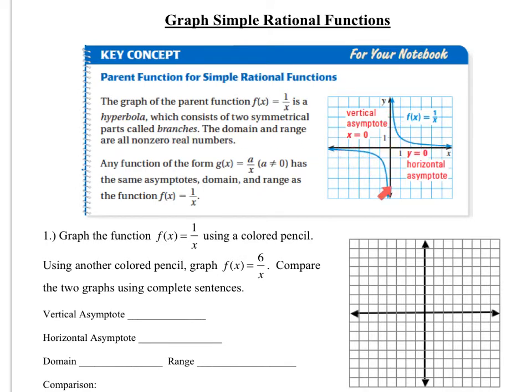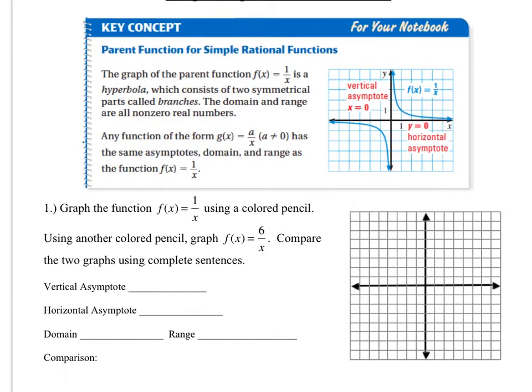We've done this when we've looked at domain and range, so this graph should look semi-familiar to you. The domain and range are all non-zero real numbers, so negative infinity to infinity, but we have that break there at 0 because you can't have an x value of 0 because there's an asymptote there. Any function has the same asymptotes, domain and range, as 1 over x. So we're going to, again, just do some basic ones here.